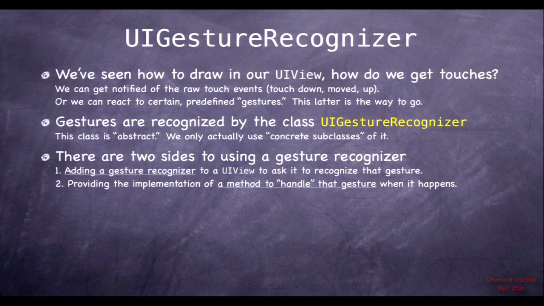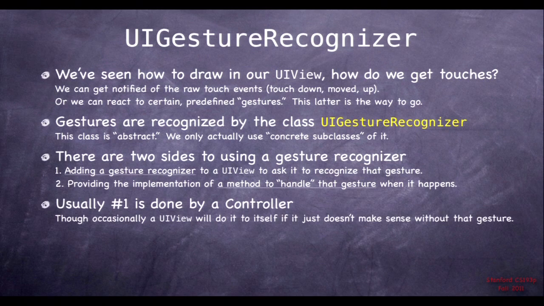So there's two sides to getting a gesture recognizer to work. There's creating one and attaching it to a view, and then there's handling it when it gets recognized, when it actually happens. Now, the first one of those is usually done by a controller. The controller is usually the one who decides, since its views are its minions, okay, I'm going to have this view implement pan and pinch. Pan and pinch mean something in this view. I'm going to turn that on, essentially.